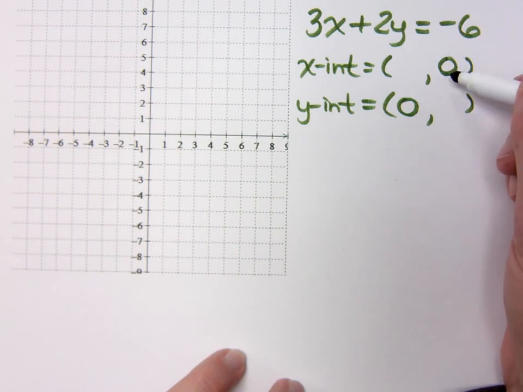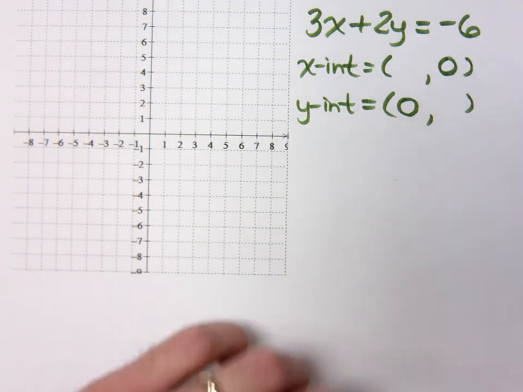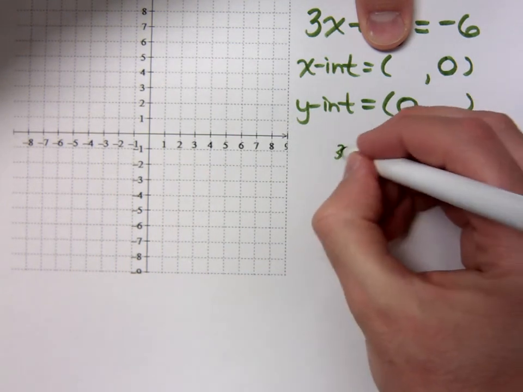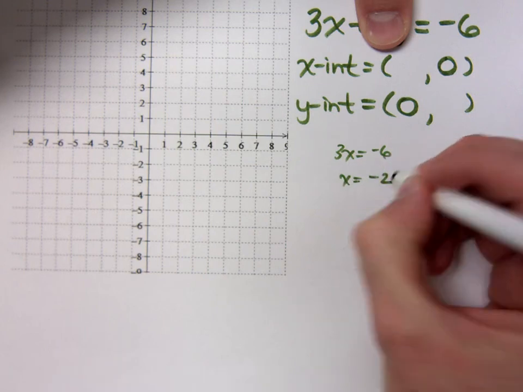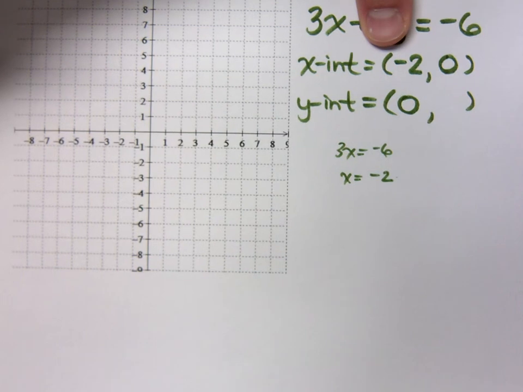You already have half the answer. If y is 0, that means you have 2 times 0. What's 2 times 0? 0. So basically, this guy is gone, and what do you see? You see 3x equals negative 6, so it means x equals what? All right, so that fills out my ordered pair, so negative 2, 0.